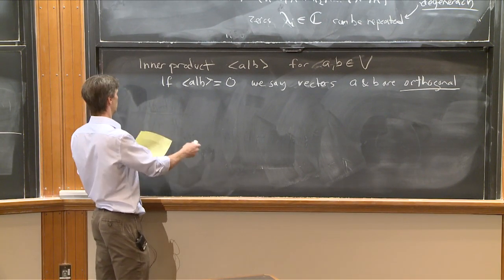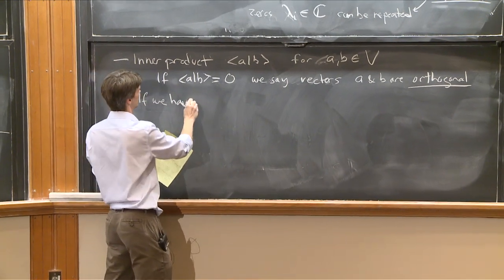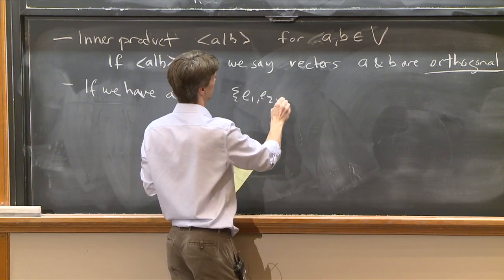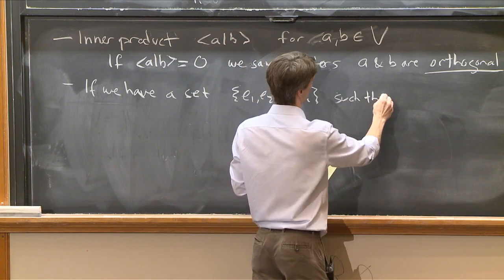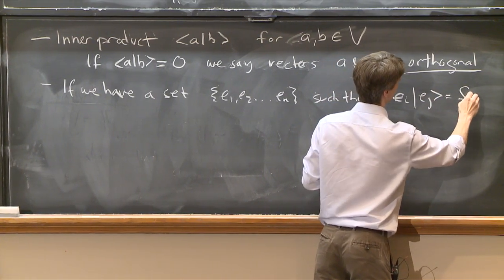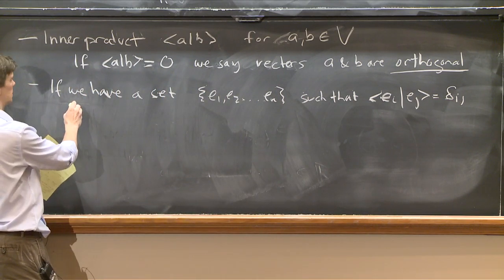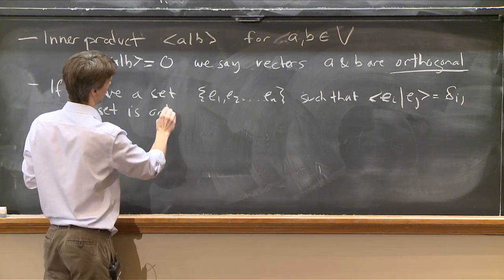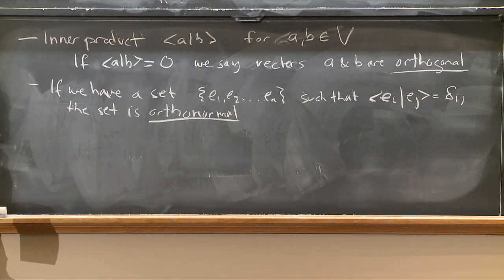And so this is one thing. If we have a set of vectors e_1, e_2, ..., e_n such that the inner product of e_i, e_j is equal to delta_ij, Kronecker delta ij, this set is orthonormal. Again, a word you've seen many times.